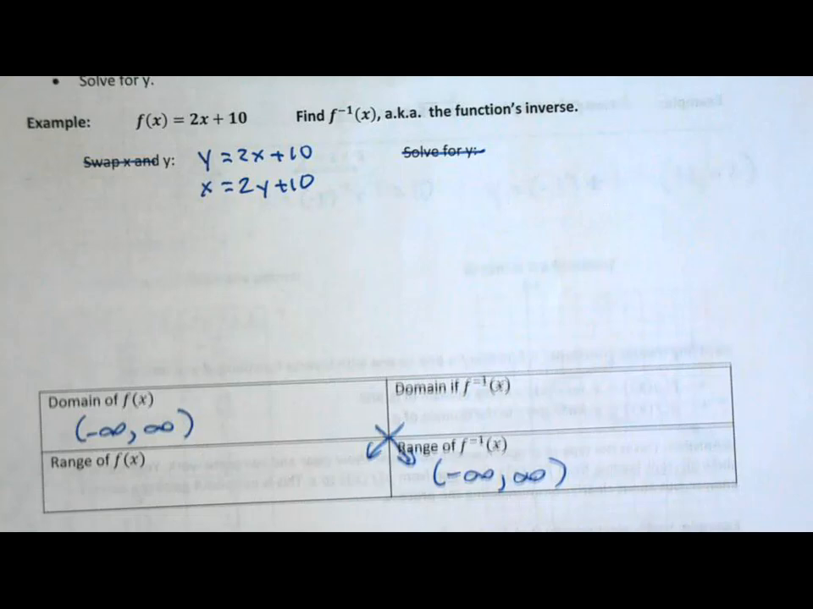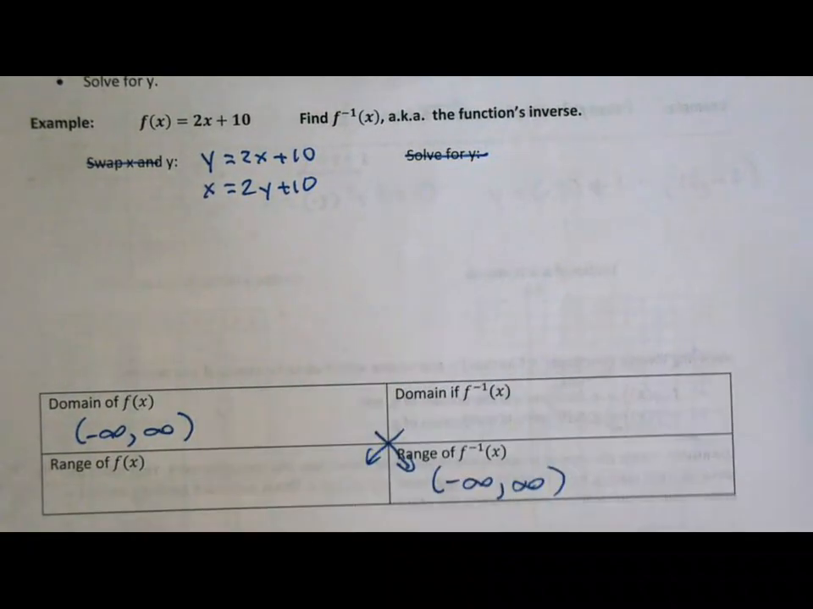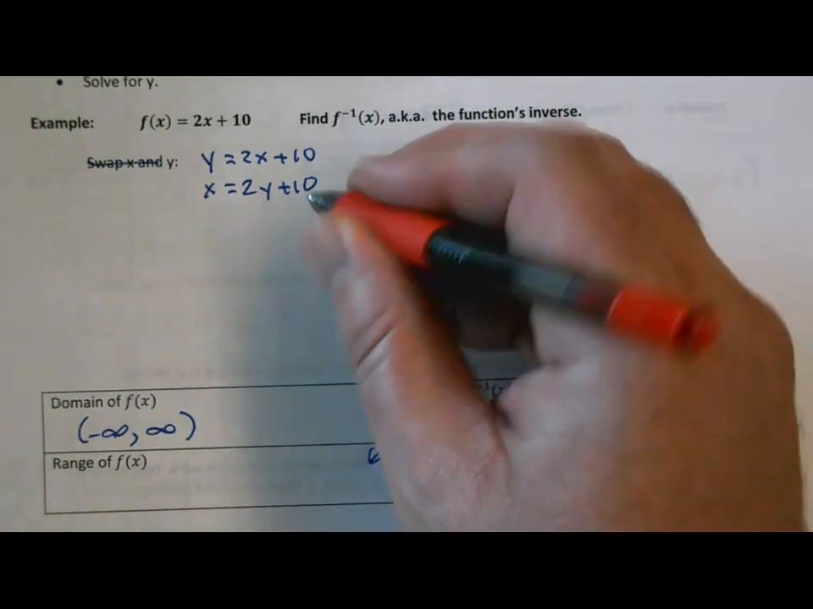And then we just need to do some algebra to get that y by itself, and whatever's on the other side will be our inverse. So we've swapped our x's and y's. We're now looking at an inverse. Let's get that y by itself so we can talk about the inverse function. So probably do minus 10 on both sides to start.